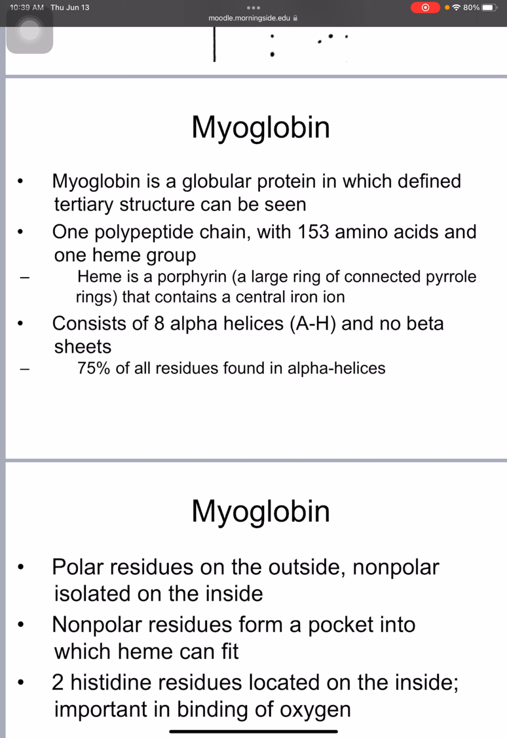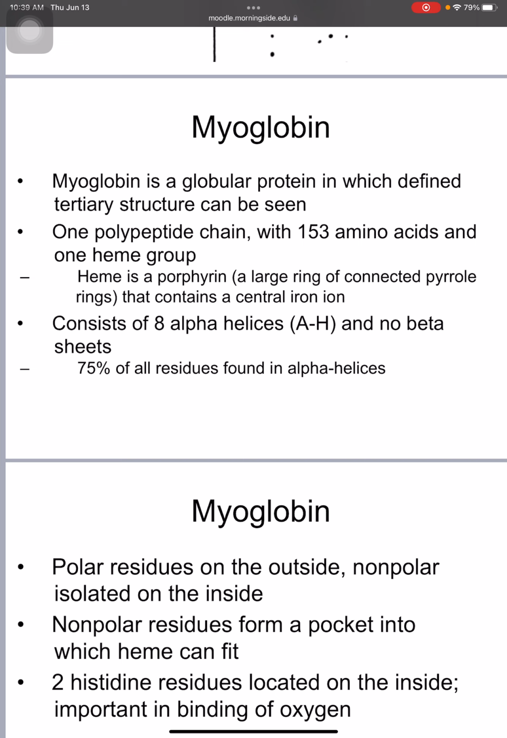Iron and other metals can bind several other electron-containing species, and depending on the metal and depending on the ionic form, it can have several different bindings. We'll take a look at that in a second. The entire polypeptide chain is composed of alpha helices. 8 alpha helices labeled A through H, no beta sheets. 75% of all the amino acid residues are found in alpha helices. The other 25% are primarily found in reverse turns.